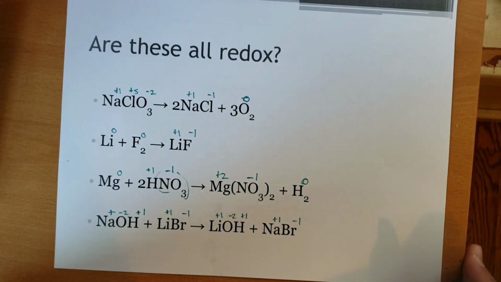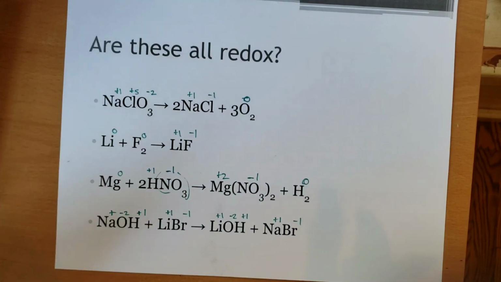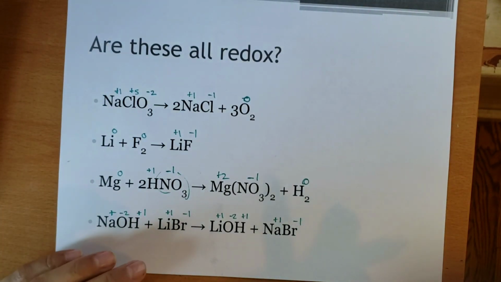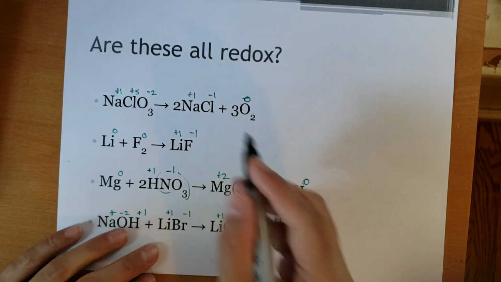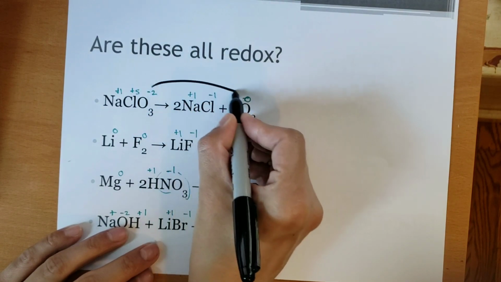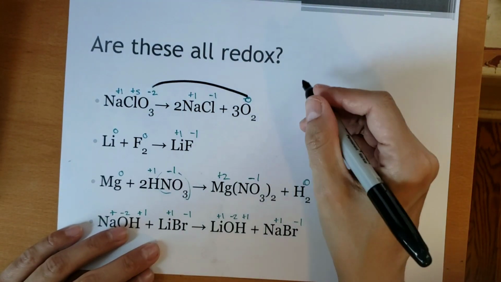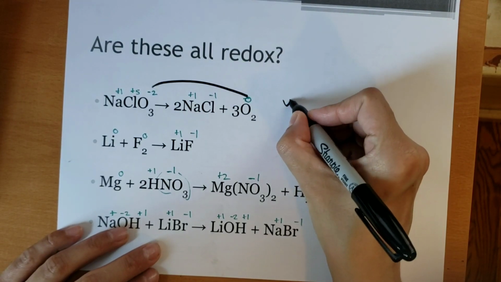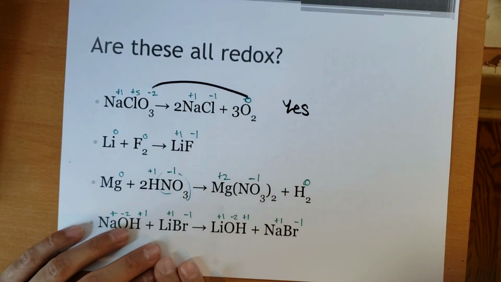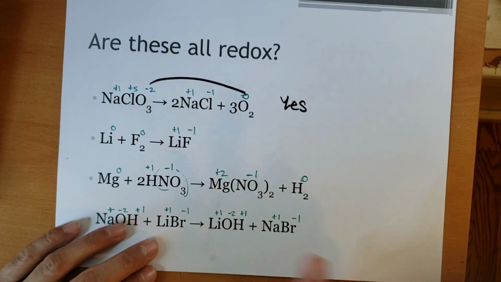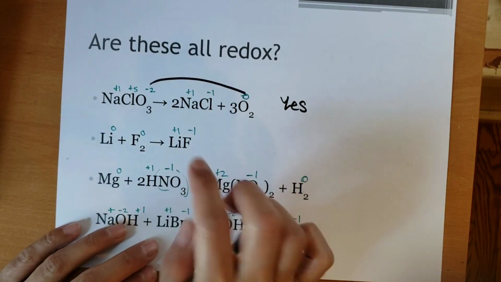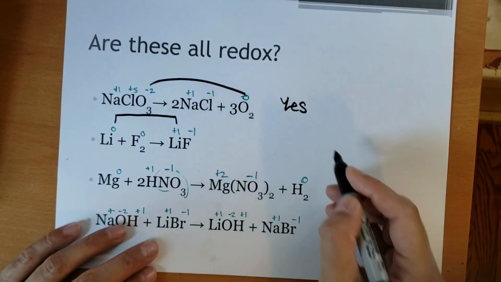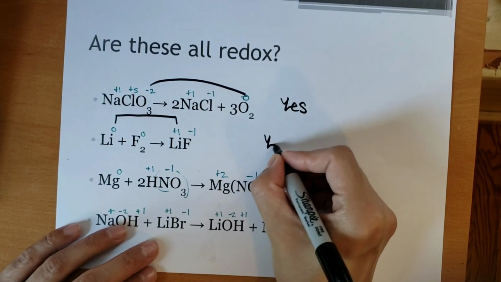Okay, so now that I went and I assigned my oxidation numbers, I just have to see if they change. So in the first reaction, you can see that the oxidation number of oxygen is changing. So is this redox? This decomposition is redox, as are almost all decompositions. Here we have a synthesis reaction. We can see that lithium is changing from 0 to positive 1. So is this redox? Yes.